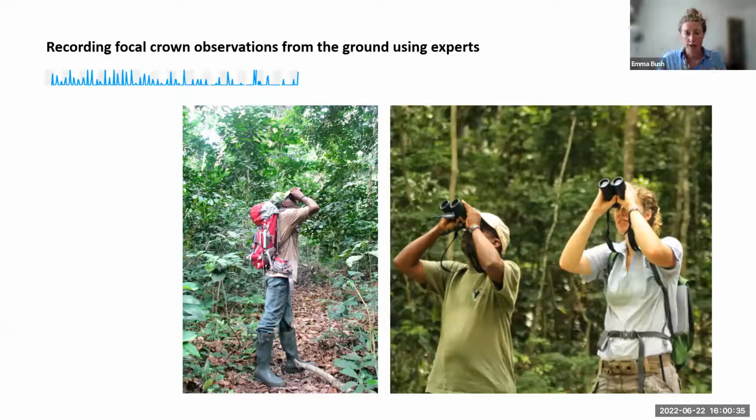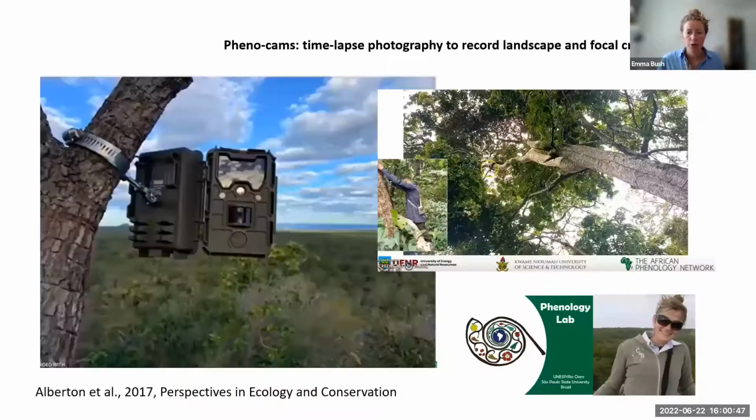shows ground observations, which are really important, but they rely on experts who are there consistently for many, many years at a time. And this is a real challenge for field sites in terms of maintaining those salaries and the expertise on the ground. So one of the ways that we can move forward with that is by the use of phenocams, and it's really being pioneered in the tropics by Patricia Morelato's lab at UNESCO, and particularly Bruna Alberto, who's been helping us in terms of using trail cams to monitor plant phenology.